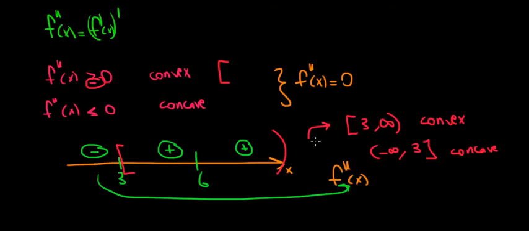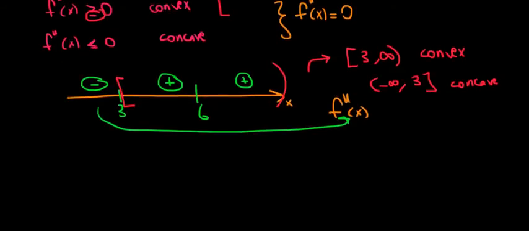And the other question might be, where are the inflection points? The inflection points are the transition between convex to concave or between concave to convex. And in our case, it just means when we have different signs next to each other. 3 would be an inflection point, but 6 is not an inflection point. So it's just 3.